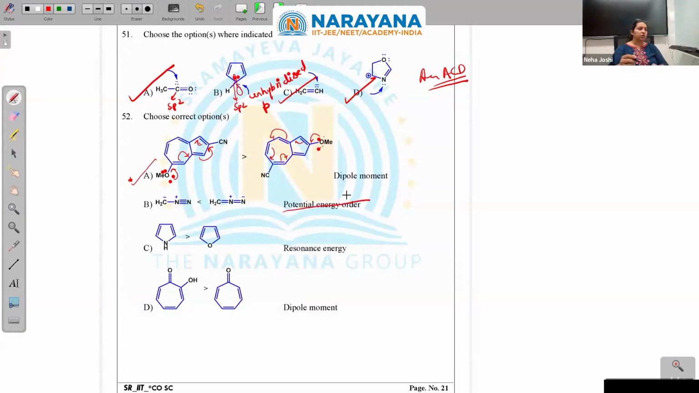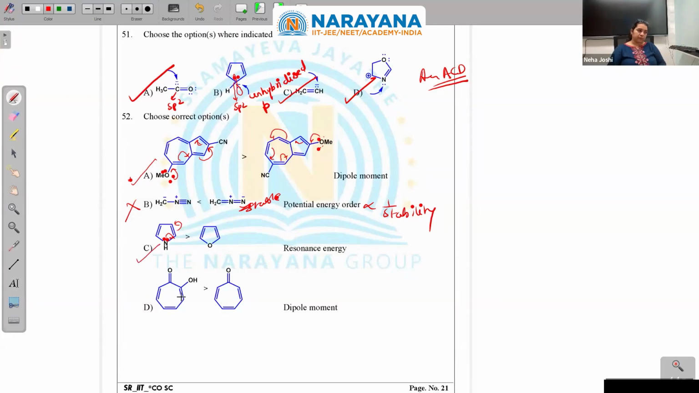Coming to this potential energy order. High potential energy means less stability, it is inverse of stability. More stable structure will have less potential energy. So this is more stable, so it should have less potential energy. Thus, this cannot be the answer. Resonance energy of furan is less than pyrrole because nitrogen is a better donor of lone pair than oxygen. So C is correct.